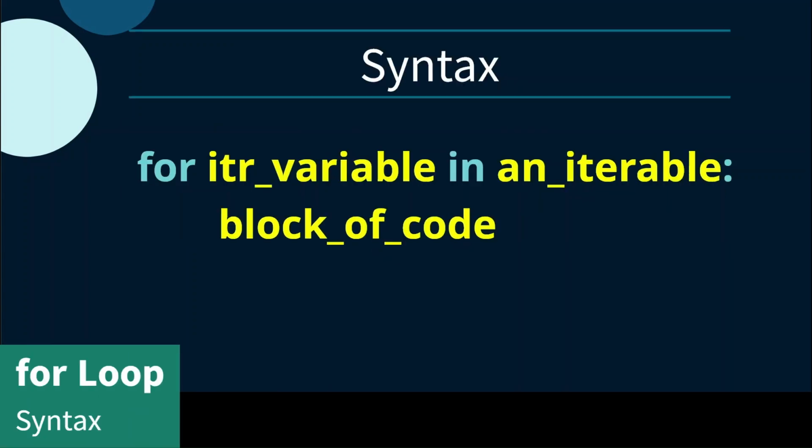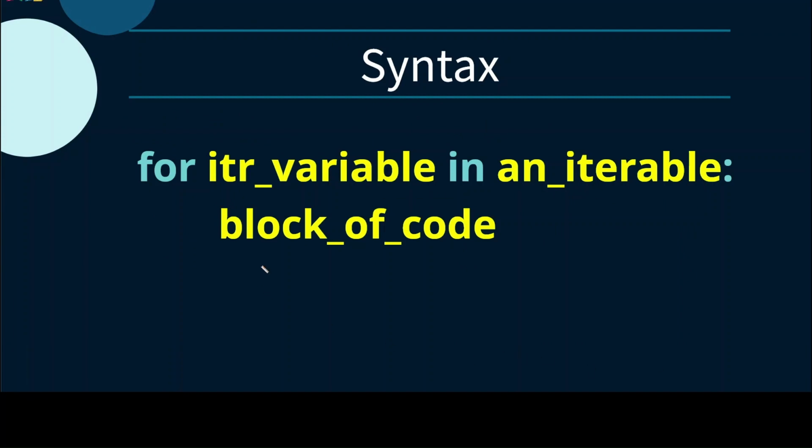Here is the syntax of the Python for loop. A for loop starts with the keyword for. Then we have to provide an iteration variable. Then comes another Python keyword, in. Then we have to provide an iterable. Then we need to end the line with a colon.